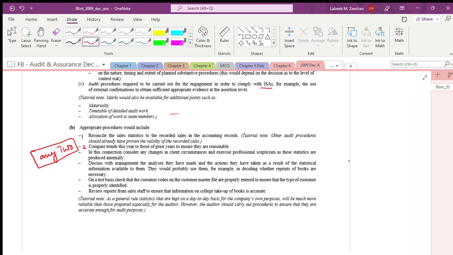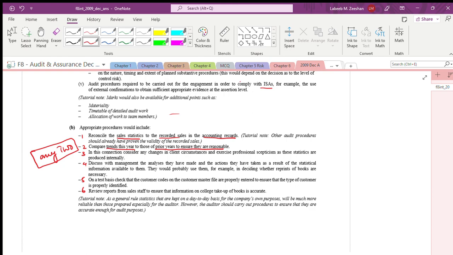1, 2, 3, 4, 5, 6. When they are selling, the sales statistics: reconcile the sales records to the accounting records. Now, analytical procedures: compare trends of this year with those of the prior year to ensure they are reasonable. Any two is enough.